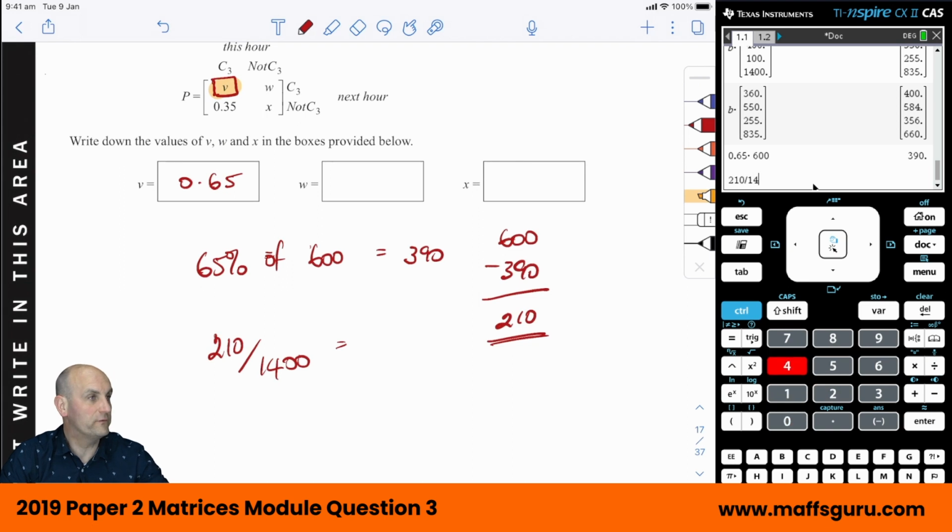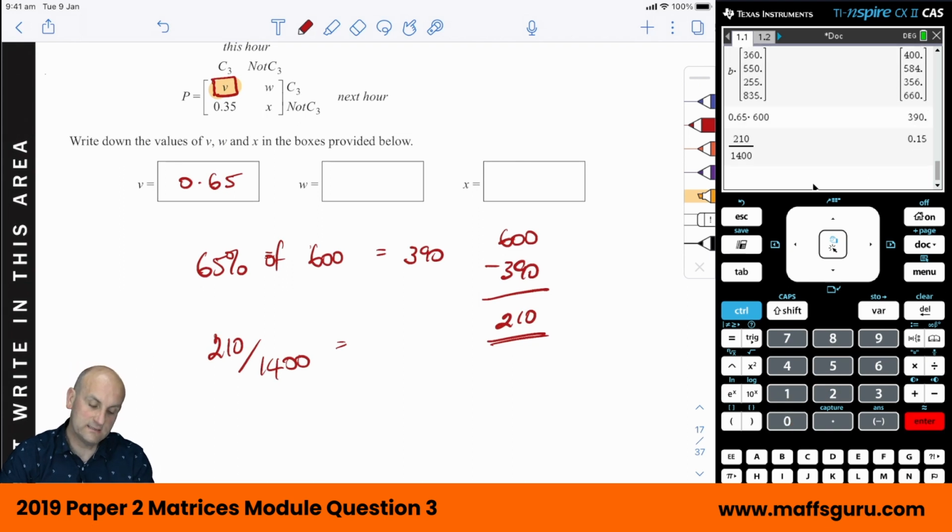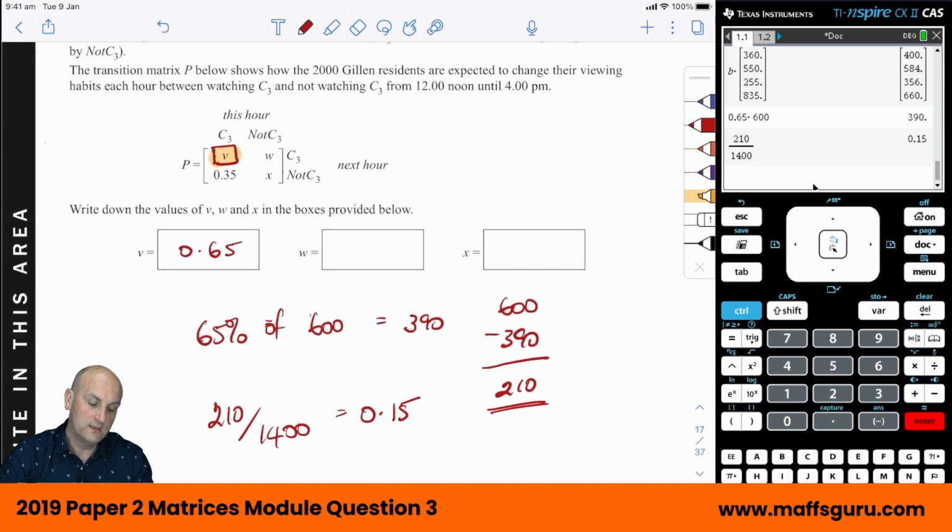210 divided by 1,400, that is going to give me a value of 0.15. All right, so that's my transition matrix value of 0.15. So these people will have been going from not C3 to C3. So W there would have to be 0.15, and then because that's 0.15, X must be 0.85.